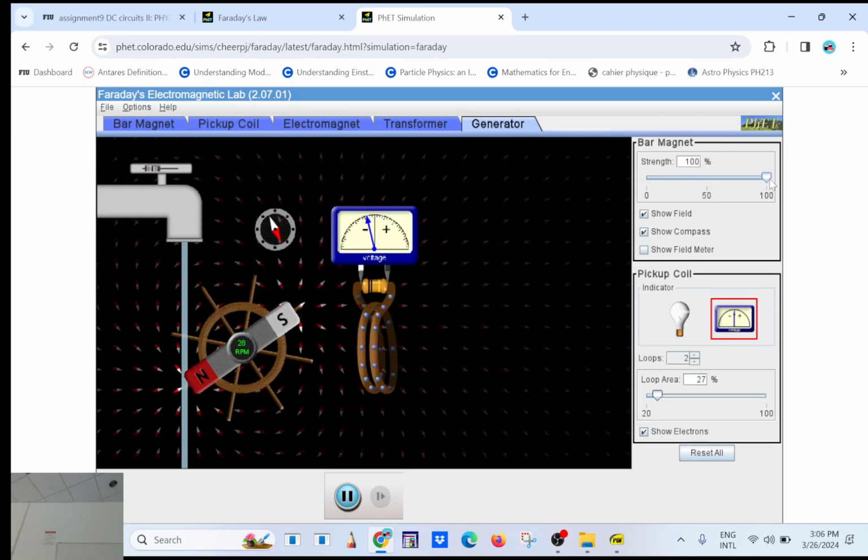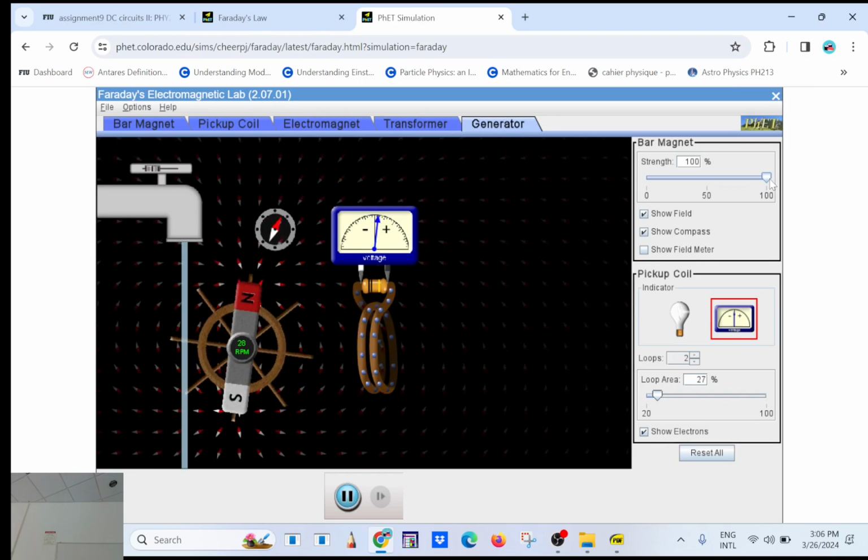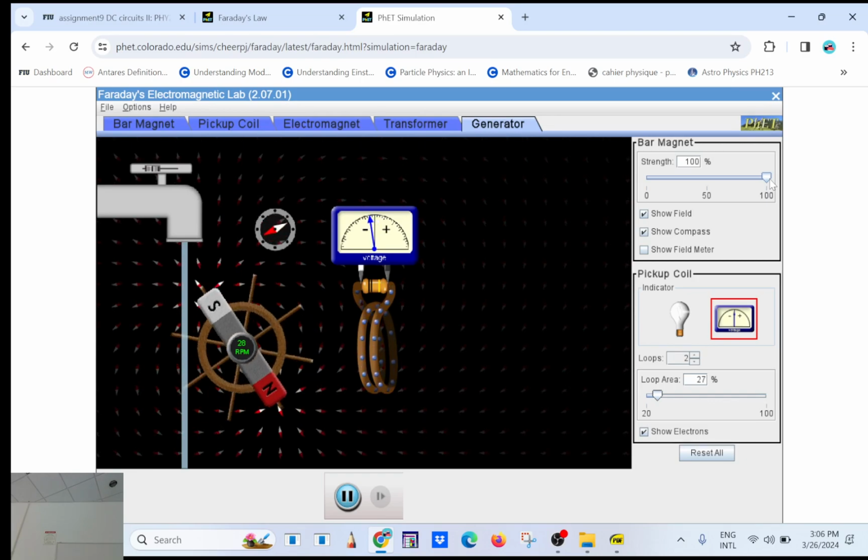Okay, and the last demo, and then we stop. We stop with the demo. I forgot.